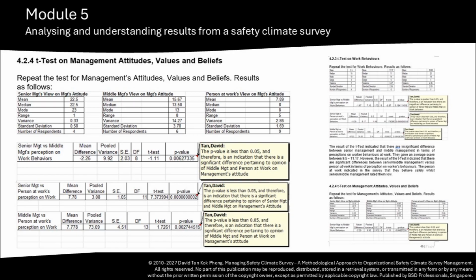Senior management rated themselves highly in terms of attitudes, values, and beliefs related to health and safety, while middle management rated themselves at a moderate level. However, persons at work rated management significantly lower in this aspect. This indicates a clear perception gap across the organizational hierarchy, with the most critical view coming from persons at work regarding management's commitment to health and safety values and beliefs.